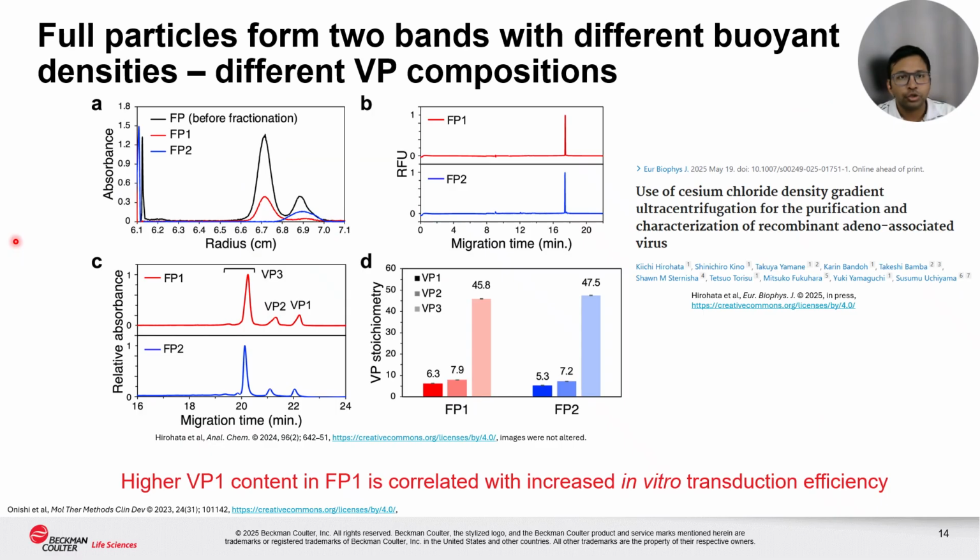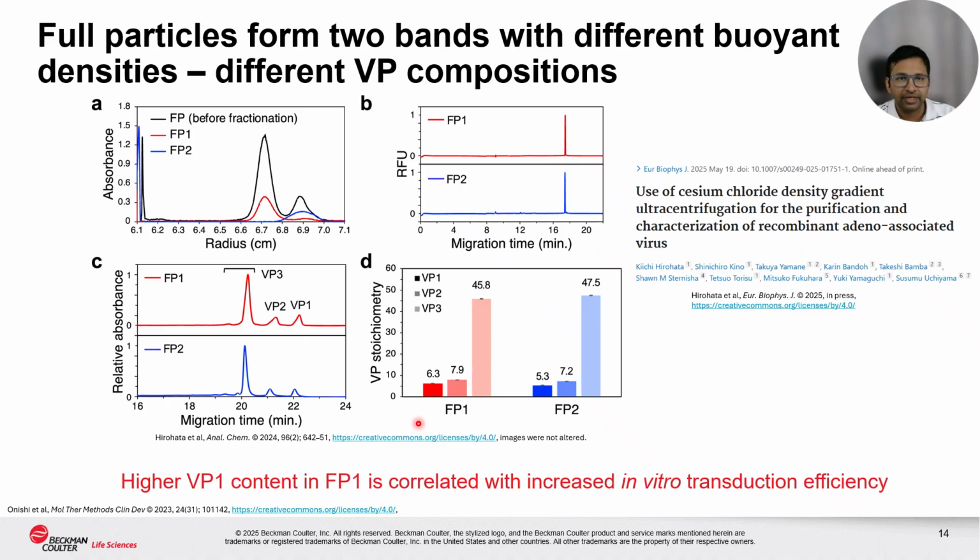Susumu Uchiyama's team at Osaka University has extensively studied these multiple bands, and they call them FP1 and FP2, or full particle 1 and full particle 2. What they identify is there is actually no difference in the packaged material using this capillary gel electrophoresis data. There is instead a difference in the VP1, VP2, and VP3 stoichiometry, which they quantitate here, where one band population has additional VP1 and VP2 content on average.